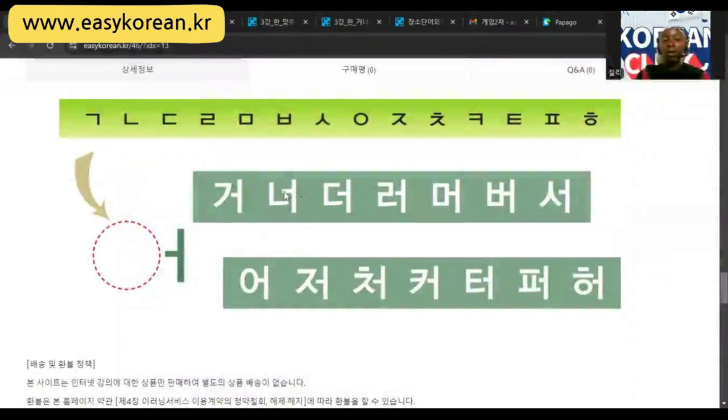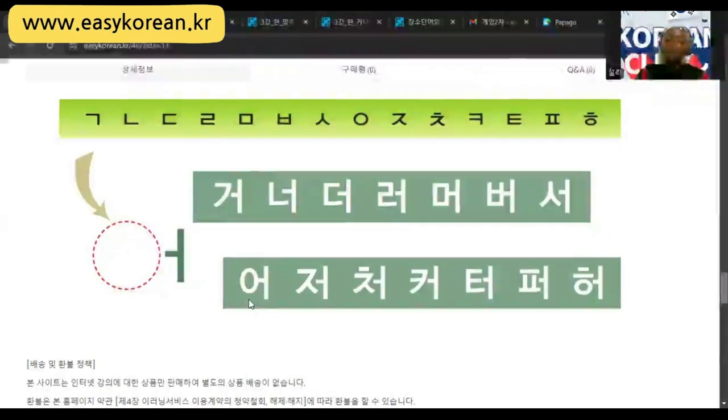Nieun and o gives us no. I'm sure you've heard that in dramas before. No. And we have digeut and o, which gives us do. And rieul and o gives us ro. Mieum and o gives us mo. Bieup and o gives us bo. Siot and o gives us so.